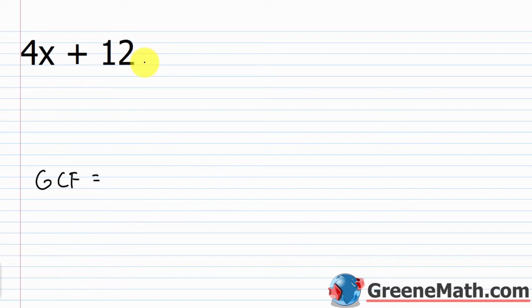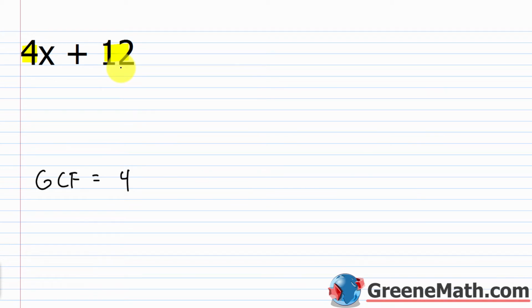And this one's very easy because I think about 4 and I think about 12. I know that 12 is divisible by 4. 12 divided by 4 is 3. So the greatest common factor here would just be 4, right? 4 divided by 4 is 1. 12 divided by 4 is 3.